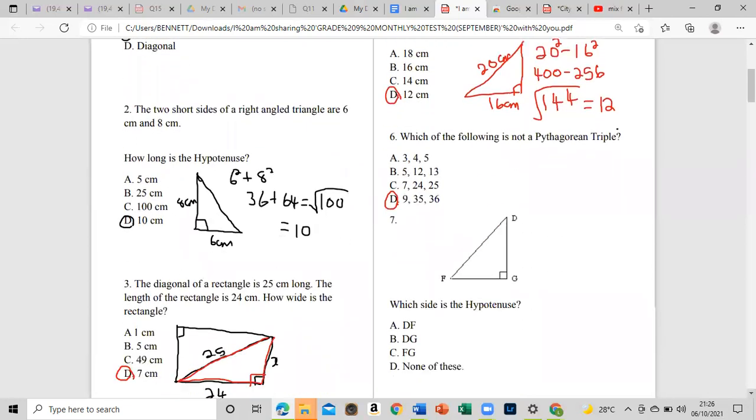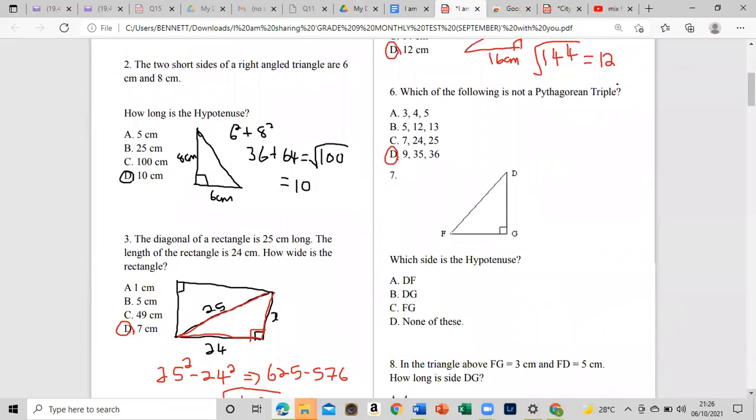Let's look at 7. Which side is the hypotenuse? That would be FD or DF, whatever, it doesn't matter. It's this side right here, opposite to the right angle. This is our hypotenuse, right? And that is the longest side.